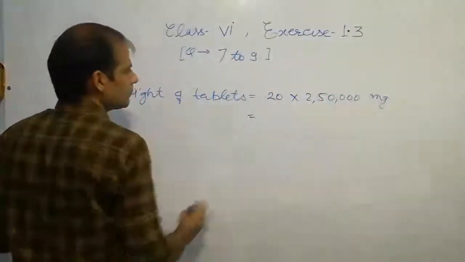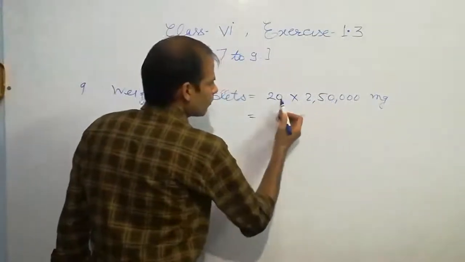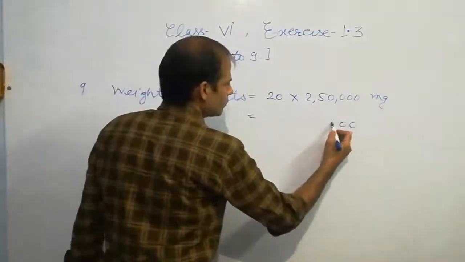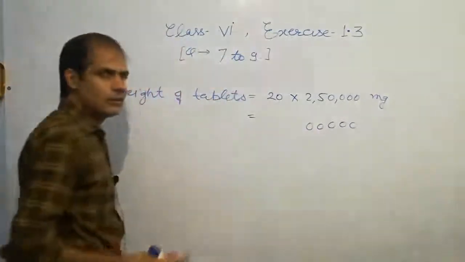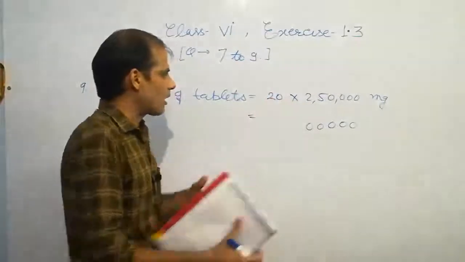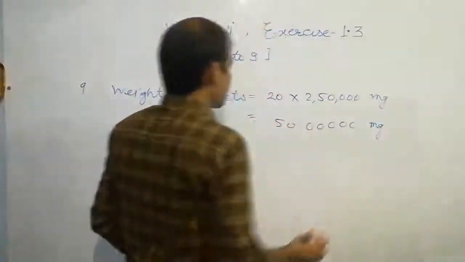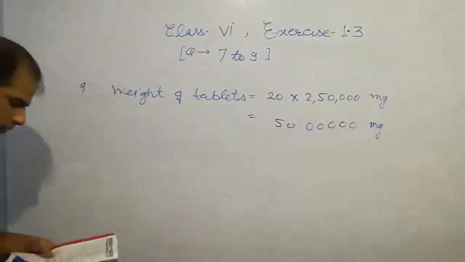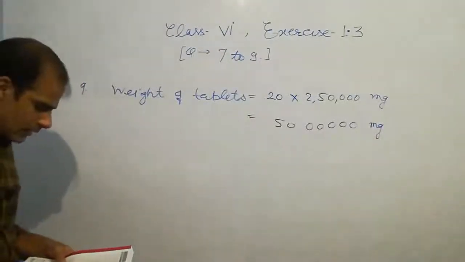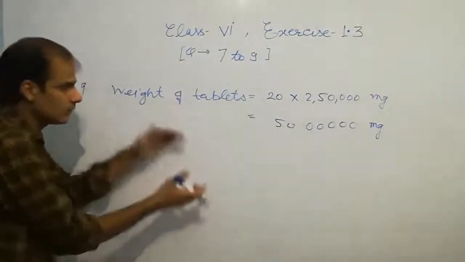What is the answer? See, how many zeros? 1, 2, 3, 4, 5. So we write 1, 2, 3, 4, 5. And the product of the remaining numbers, 25 2s are 50. It is milligram. But we have to find the weight in gram and in kilogram. Now this is the important part, whichever I am going to solve.